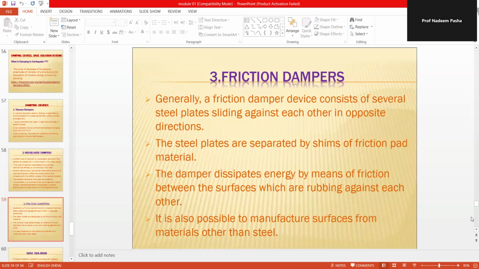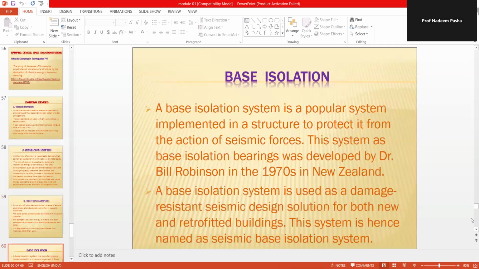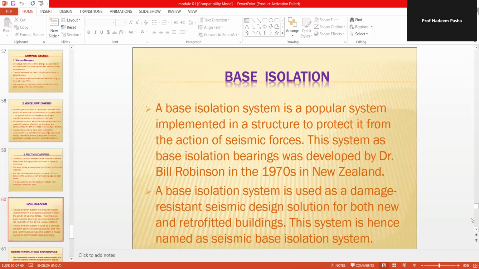It is also possible to manufacture surfaces from materials other than steel. So normally we are explaining steel with respect to friction dampers, but apart from steel also, other surfaces can be used as friction dampers, not restricted to steel.